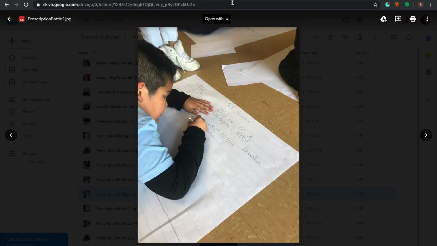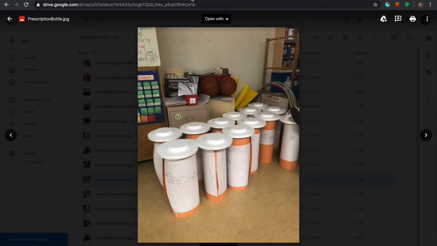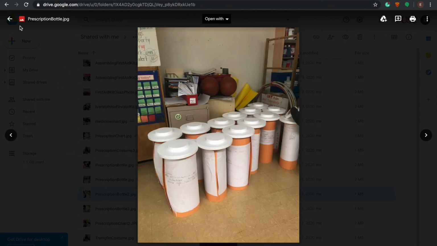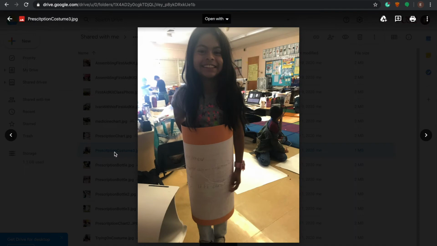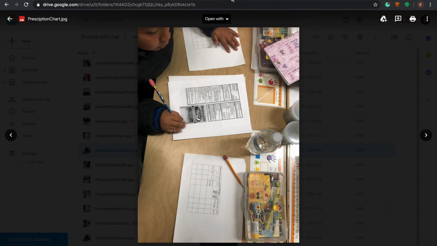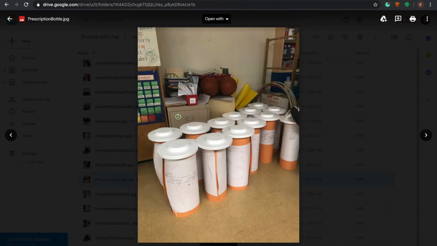So one example that I have is of this student. She wrapped this around her and I stapled it. When you have them all stapled, they're all gonna look like this.